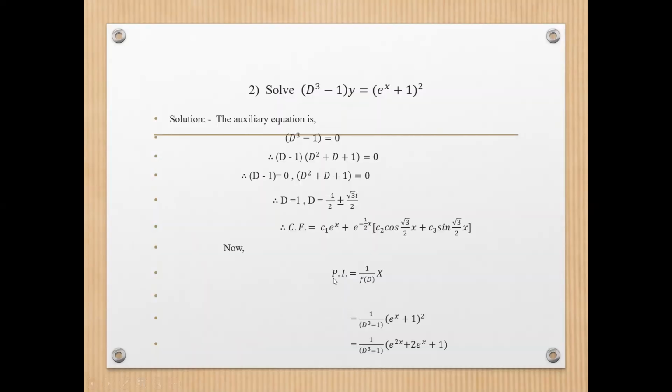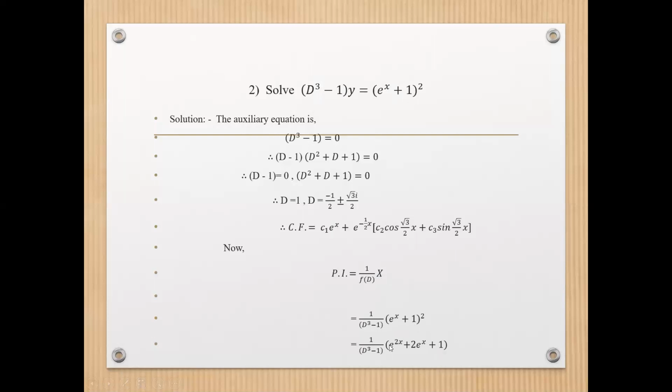Our definition of the particular integral is 1 upon f of d into X. What is f of d? This is the polynomial in d, nothing but d cube minus 1, and capital X is nothing but the right hand side, e raised to x plus 1 whole square. Do the square of this bracket. As you know, the formula for a plus b whole square is a square plus b square plus 2ab. In the same way, a is e raised to x and b is 1. We get e raised to x whole square plus 2 e raised to x plus 1.